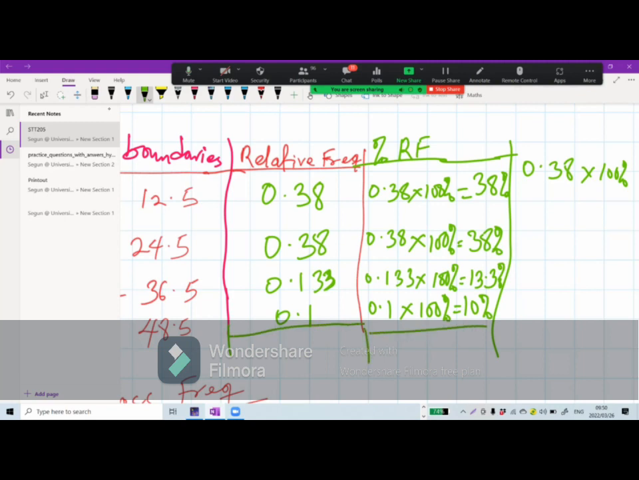Someone should add this together. 99.3%. The first one is 0.993. So now I will say this: your relative frequency must equal 1, and the percentage must equal 100. The reason you are getting 0.99 is because of your approximation.